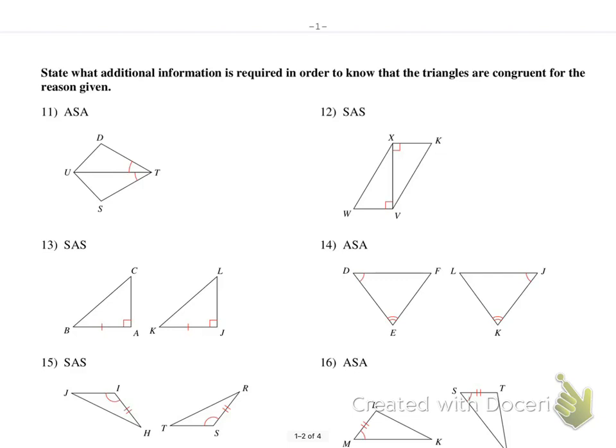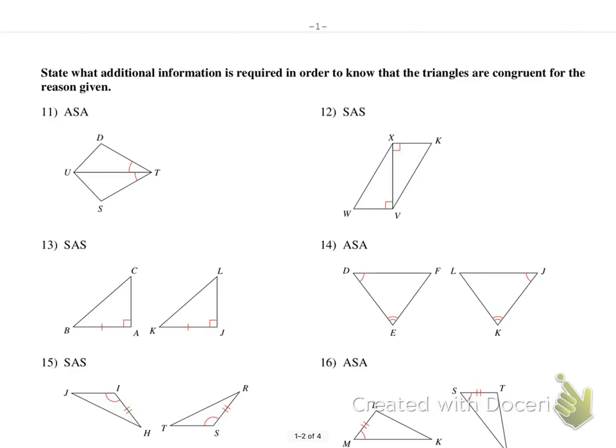So the first one right here, it's asking us to use angle, side, angle. And that means we're looking for 2 angles with the side in between. If I look at the diagram, triangle TUD and triangle TUS, I can see they're showing me one of the angles is already congruent. And what else can we see in the diagram just right off the bat? Is there any other congruent element? The middle line. That middle line is congruent.